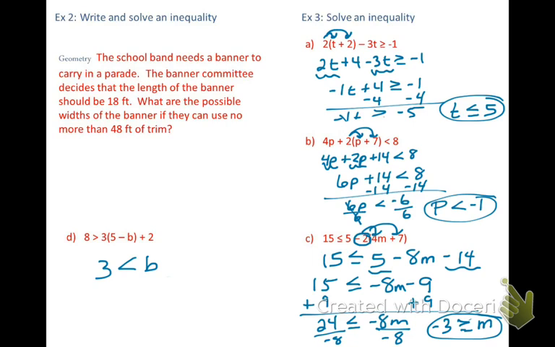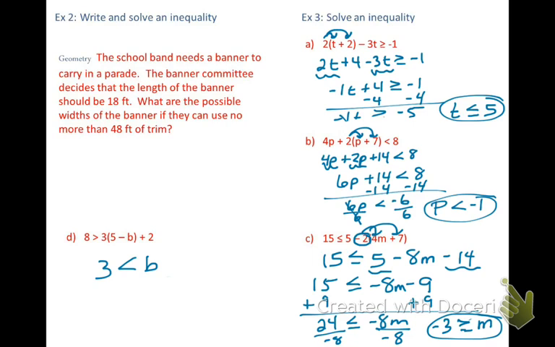All right, so for C, I distributed the negative 2. Remember, you have to distribute the negative part of it too. So I did all my work, and so M is less than or equal to negative 3. And then D is 3 is less than B. Remember, you have to show your work for it.